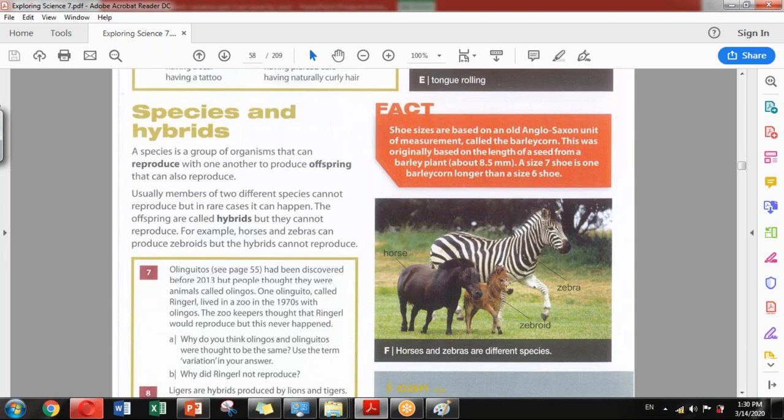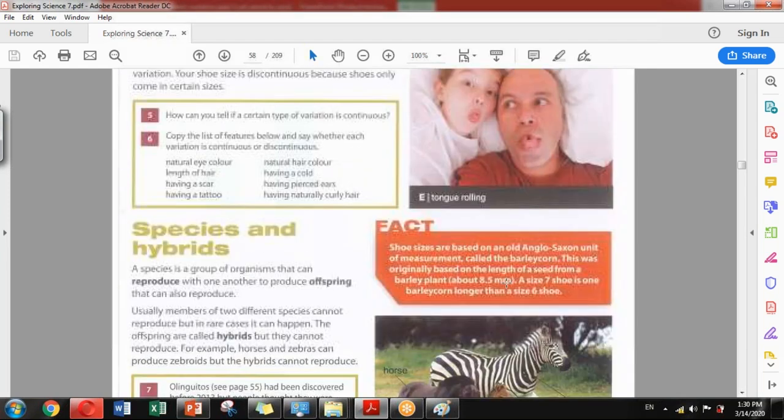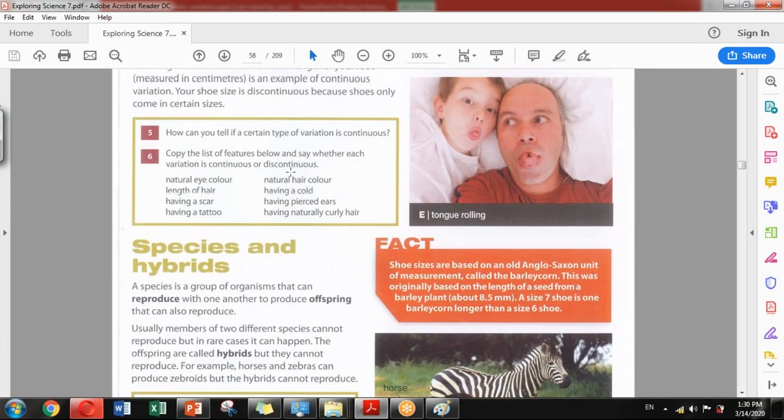Also here we have some examples: natural eye color, length of hair, having a scar, having a tattoo. You can choose here which one is an environmental factor, which one is continuous, which one is discontinuous. It's easy. For example, natural eye color is inherited variation and this is discontinuous. Why? Because you have just a few possible colors. Length of hair can be continuous. Why? Because the length of hair can be 5 centimeters, 10 centimeters, 15 centimeters, and so on. Here, guys, you can work on these examples.